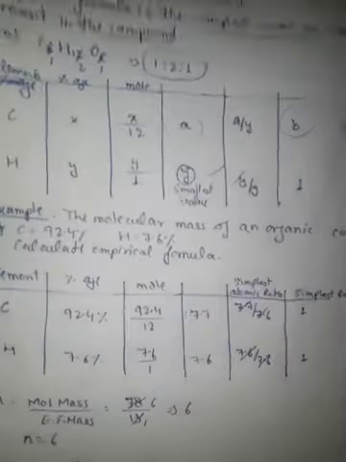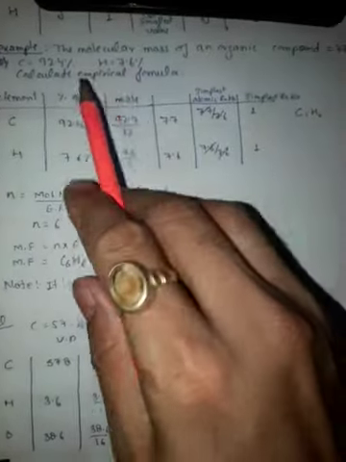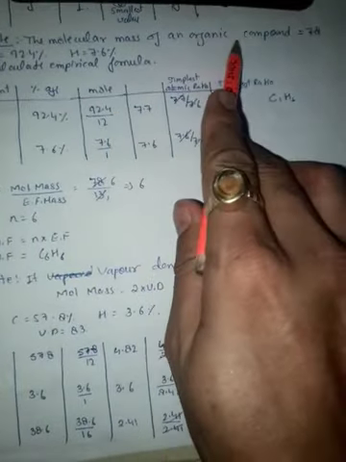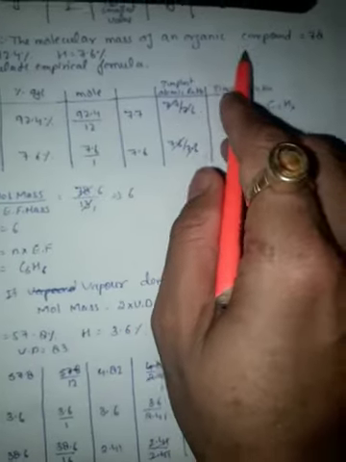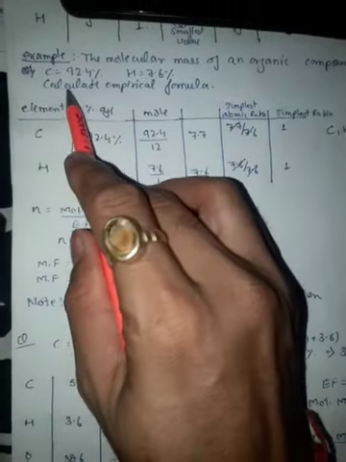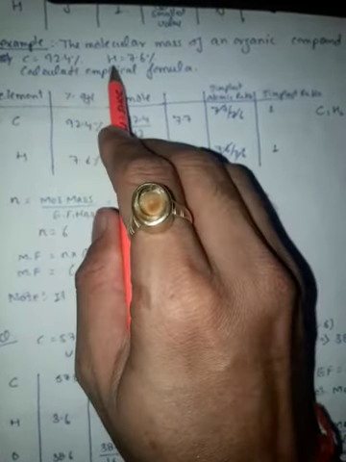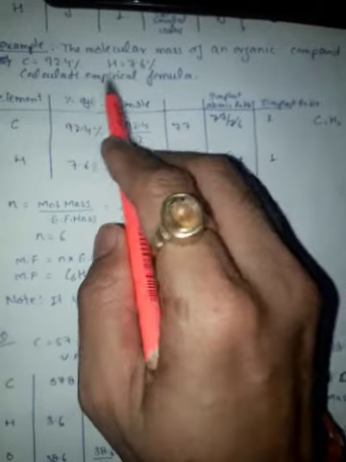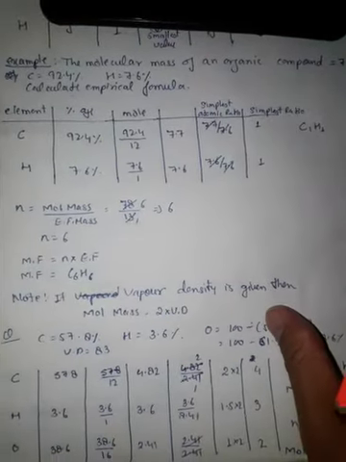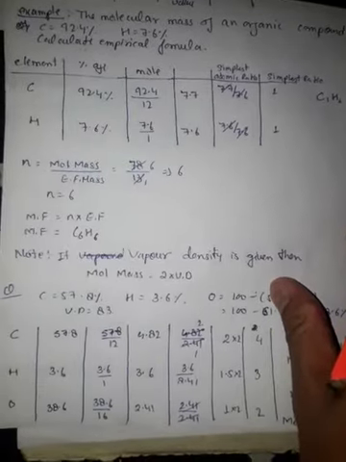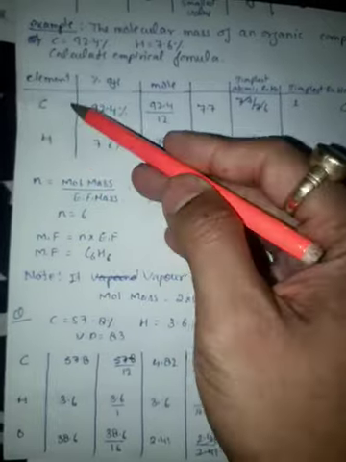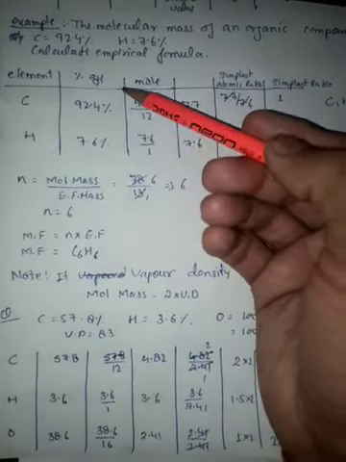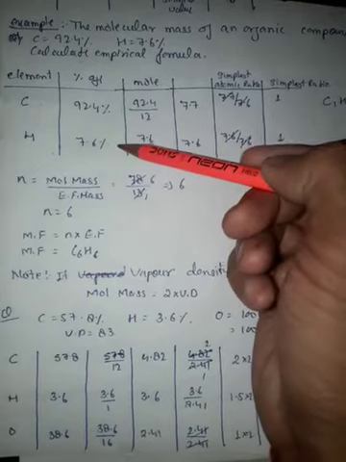Now here we have discussed one question for you to get more clarity. The molecular mass of an organic compound is given as 78, the percentage of carbon is 92.4% and hydrogen is 7.6%. We have to calculate the empirical formula of the compound. How many elements are given? Only carbon and hydrogen. Percentage of carbon is 92.4% and percentage of hydrogen is 7.6%.